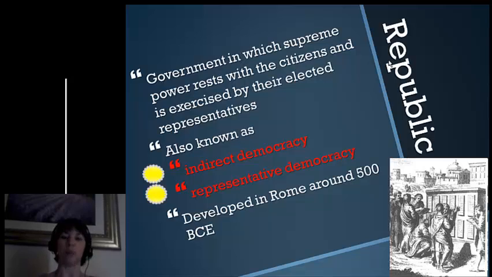Or representative democracy. Again, you democratically vote the person in as a representative. That representative then makes the decisions. This became popular in Rome.